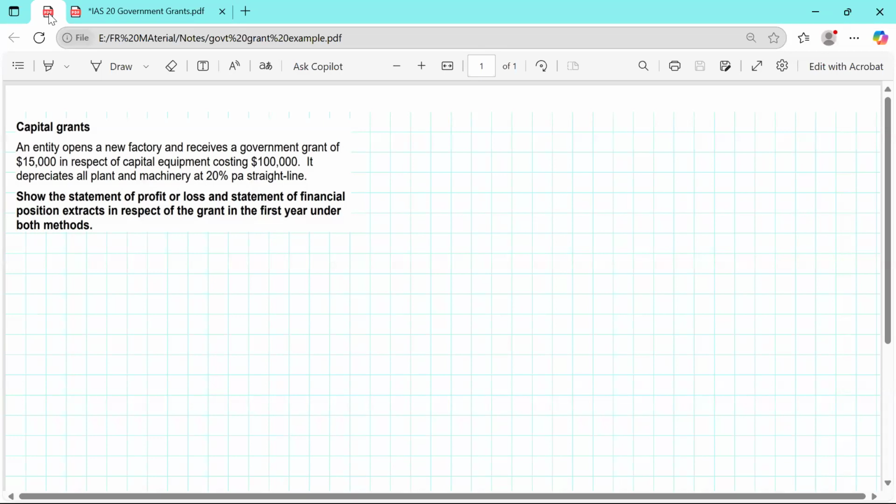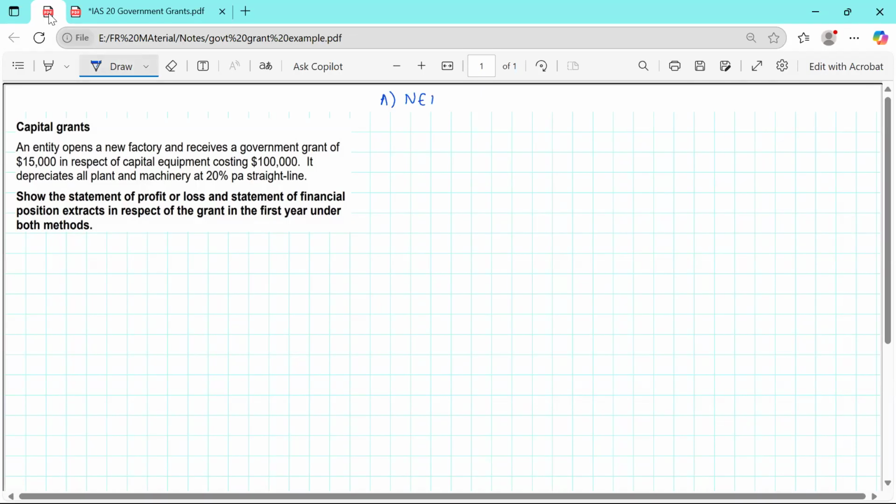Okay. Now let's start. So first method is net asset method. First we are going to do net asset method and then we are going to do deferred income method. So I'm going to write down here net asset method. Now let me read the question. An entity opens a new factory and receives a government grant of 15,000 in respect of a capital equipment costing 100,000. So an organization has opened a new factory and the government has assisted them with respect to a capital equipment. Capital equipment means non-current asset and the cost of equipment was 100,000.